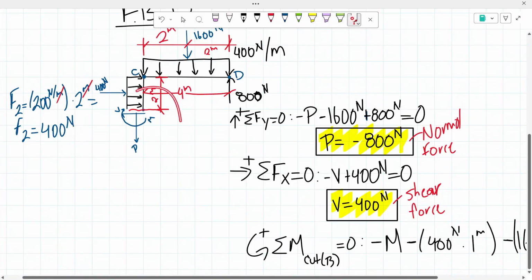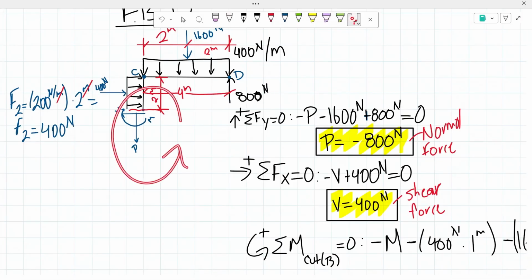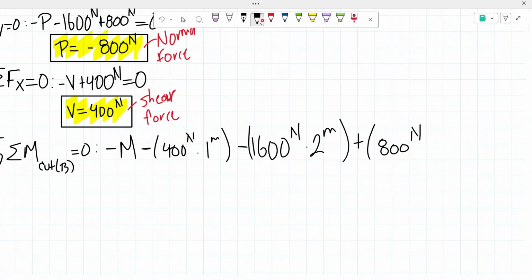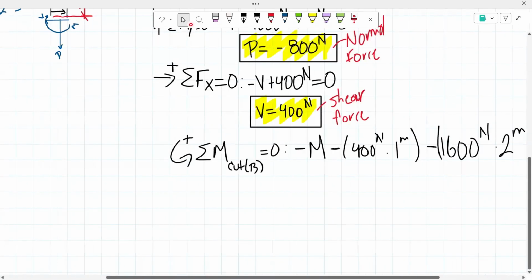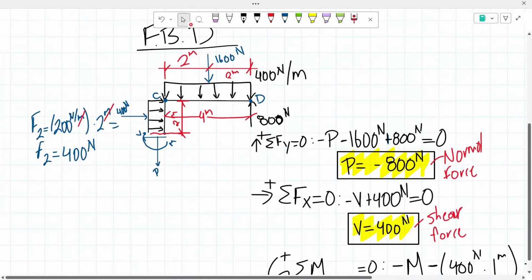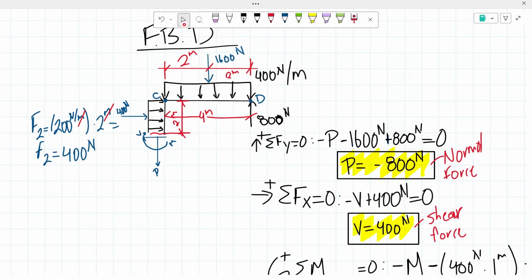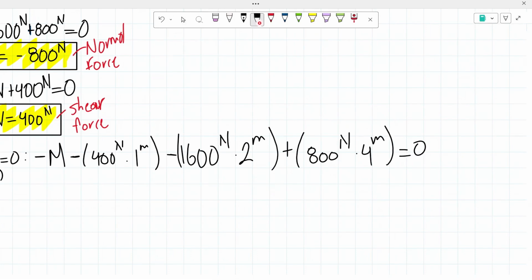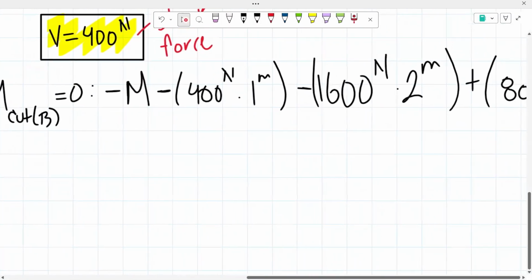And then from there, we have our reaction, D sub y. This one is going upwards, so it will be creating a counterclockwise moment, meaning a positive moment, with a force of 800 newtons. And then the distance from our reaction to here is a total of 4 meters. We know that all of that has to equal 0. So from here, we're simply going to put this all into our calculator.